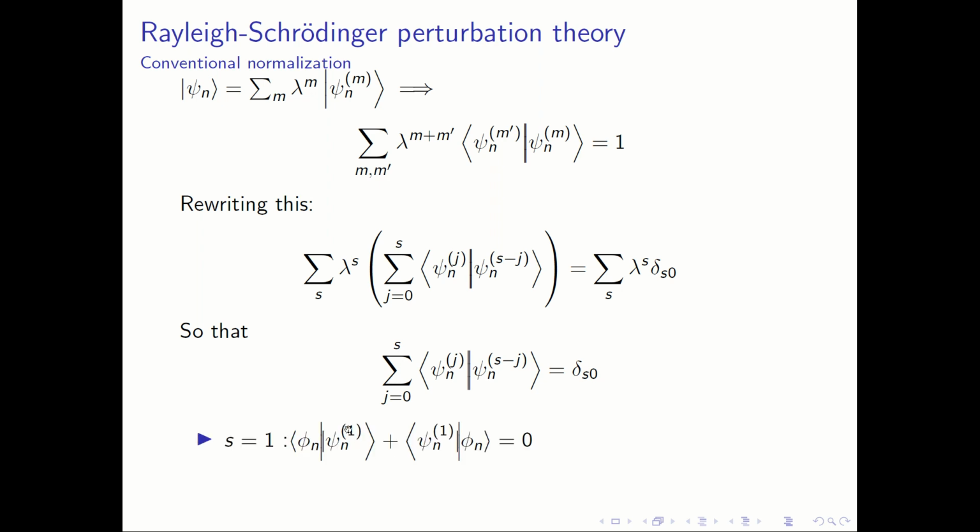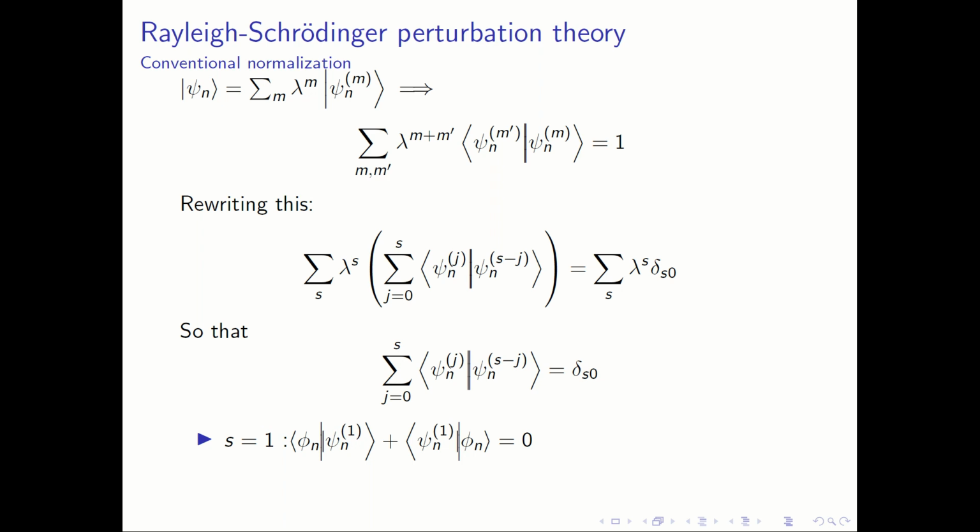For s equals 1, what this becomes is ψ0, which is φn, ψ1, plus ψ1, ψ0, that is ψ1, φn. So notice that in the conventional normalization, we don't really get the result that φn ψ1, this unknown piece in ψ1, which perturbation theory cannot tell you about, we don't get that as 0. All we get here is that when added to its complex conjugate it is 0, which means it has to be purely imaginary. That's all you really get.